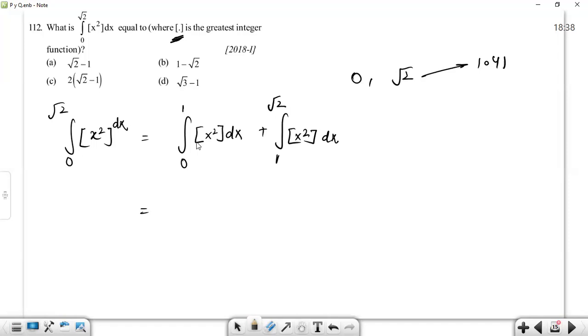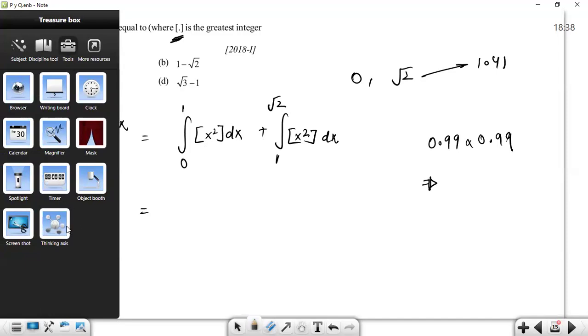Now for all values in the second part, its value is coming out as 1 only, because even the square of 0.99, let's find out what is 0.99 square. Where are the tools? Where is the calculator?